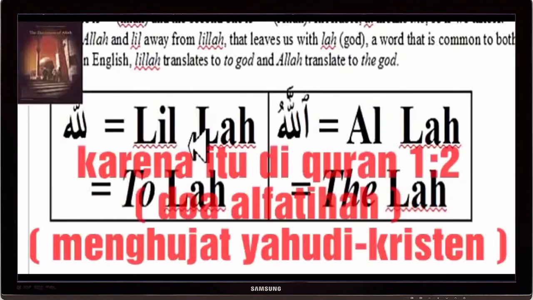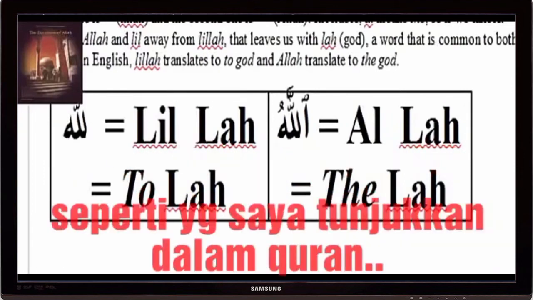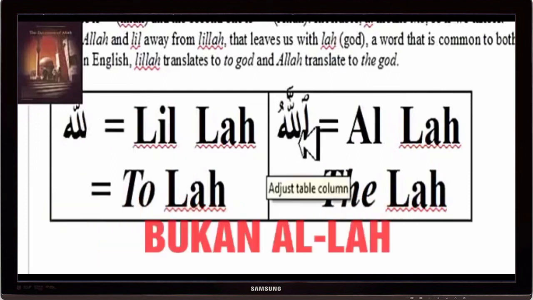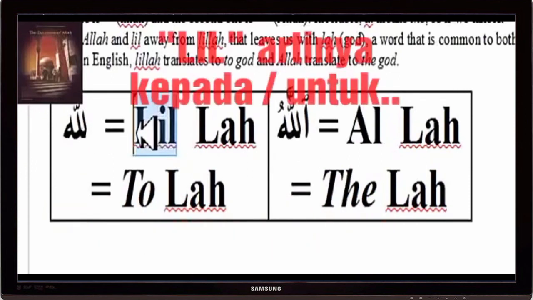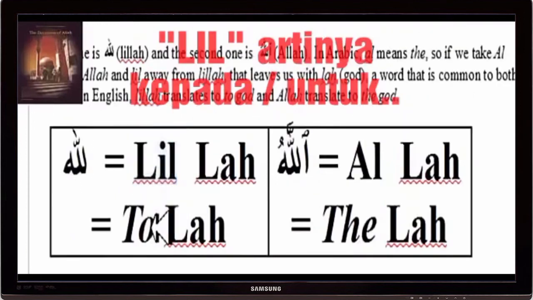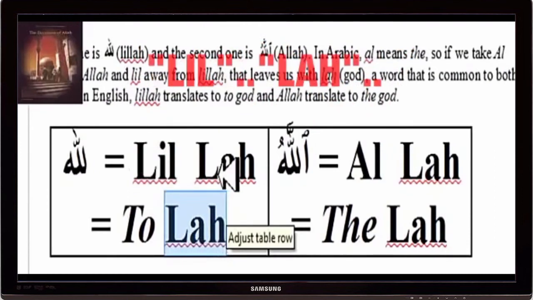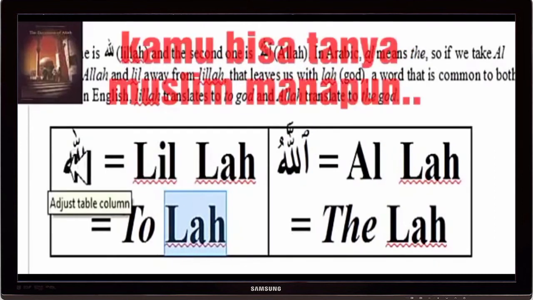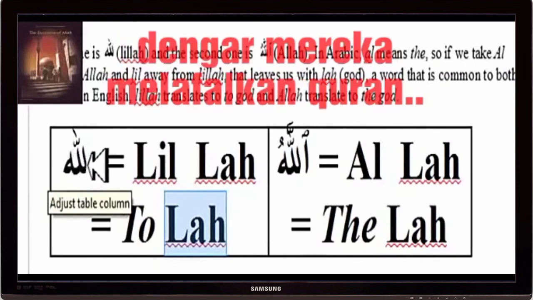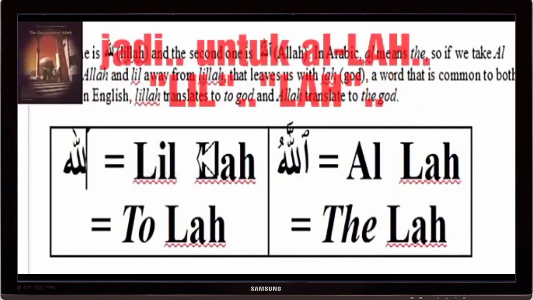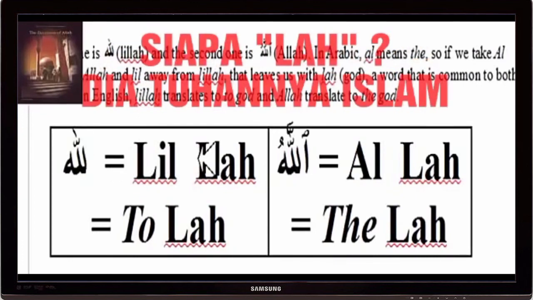And this is why you see in chapter 1, verse number 2, as we showed you in the Quran, it's coming as Lillah, not Allah. Lil means to Allah. To who? To Lah. Lillah. You can ask any Muslim, he will read that. You can listen to recitation of the Quran, you will see this word is coming Lillah. So to Allah, Lillah. So who is Lah? This is the God of Islam.